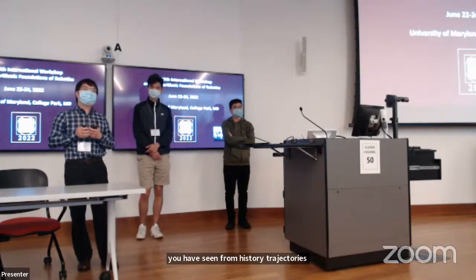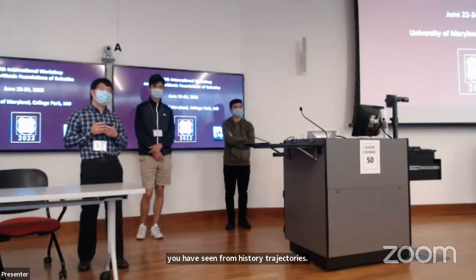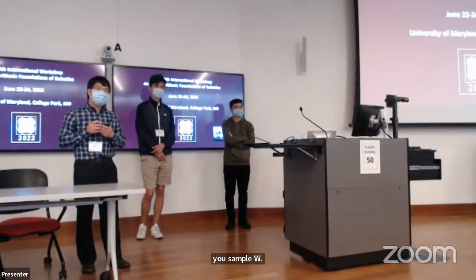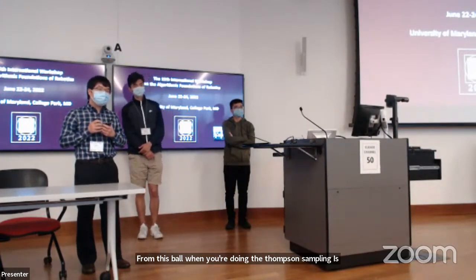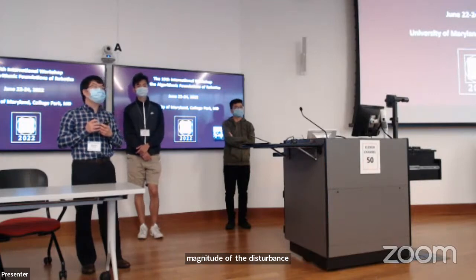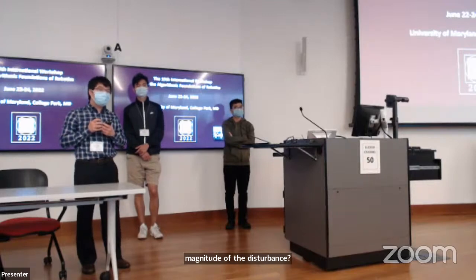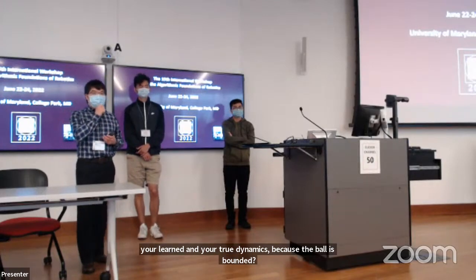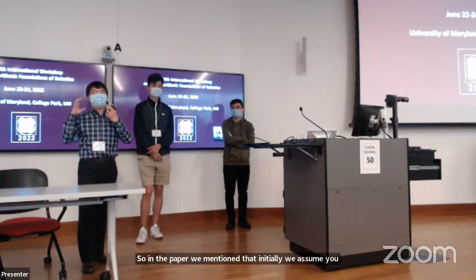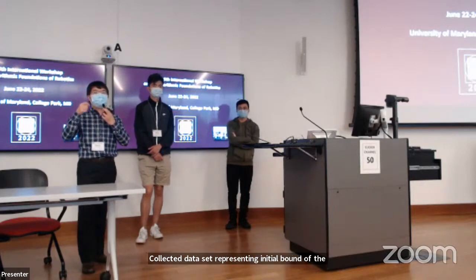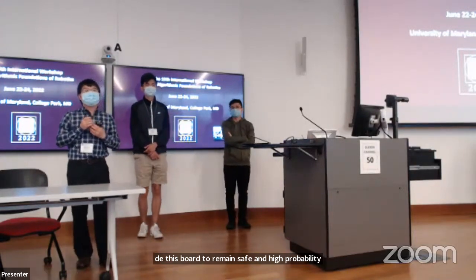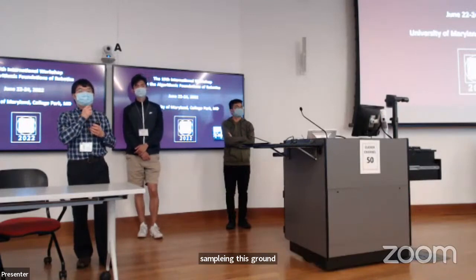Okay, and just a small follow-up question. When you sample W from this ball, when you're doing the Thompson sampling, is that really what gives you the bound on the magnitude of the disturbance between your learned and your true dynamics? Because the ball is bounded, or does that bound come from somewhere else? Oh, yes, the ball is bounded. So in the paper, we mentioned that initially we are assuming you have a pre-collected data set representing the initial bound of the ball, so that you just do the Thompson sampling inside this ball to remain safe and have a high probability of sampling the ground truth dynamics. Got it. All right, thanks.